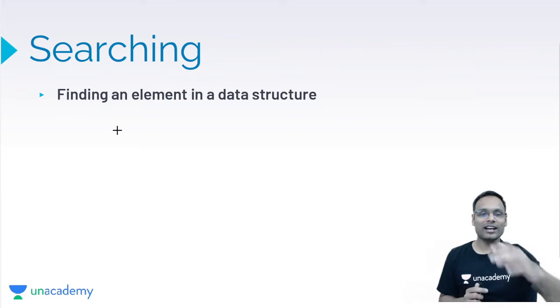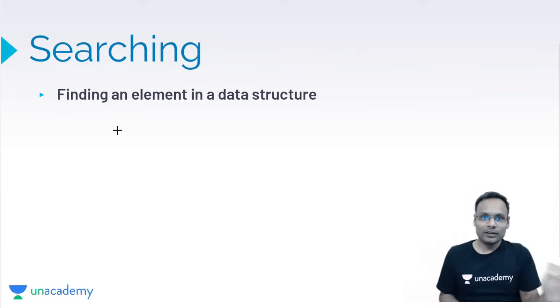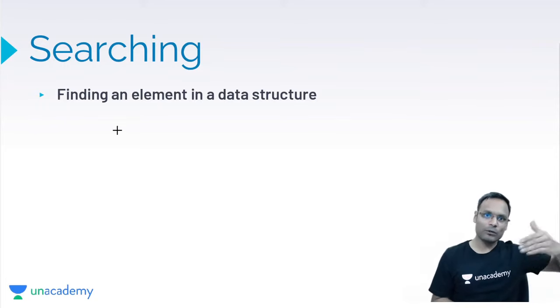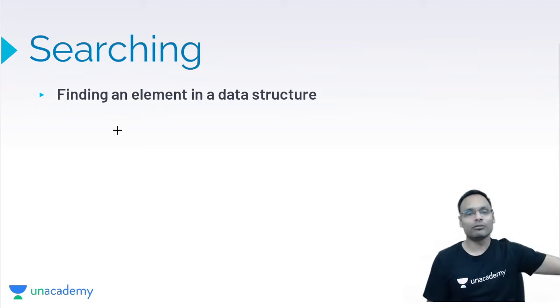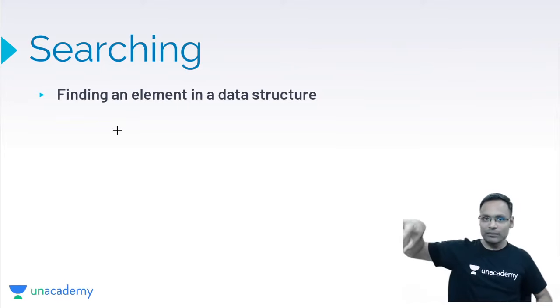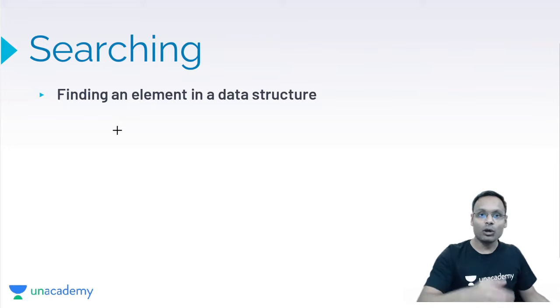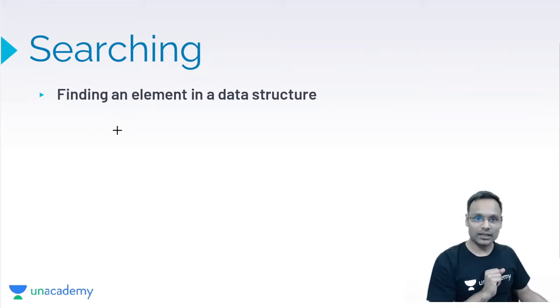Now somebody asks what is the difference between traversing and searching. It's a very simple thing. Traversing means we don't have any element already given. We have the entire data structure, and we need to perform some operation on each element of the data structure. Finding an element means we have an element which we need to search in the given data structure, and we need to know where this element is present in the data structure.